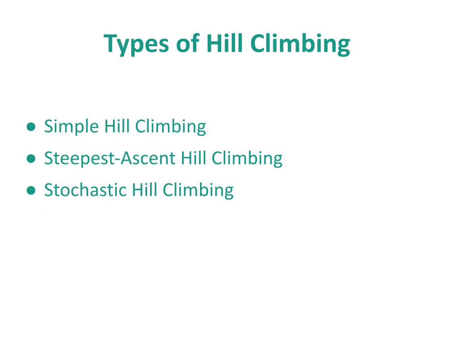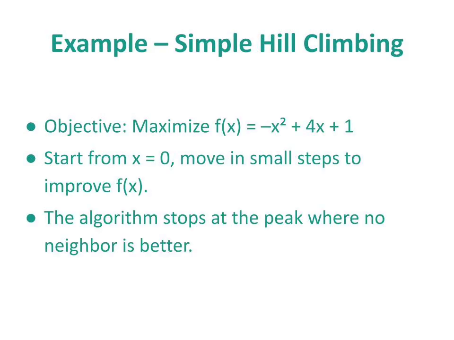Types of hill climbing. There are three main types. First one, simple hill climbing, which checks the neighbors sequentially. Second one, steepest ascent hill climbing, which checks all the neighbors and chooses the best one. Third one, stochastic hill climbing, which picks a random neighbor and decides probabilistically whether to move.